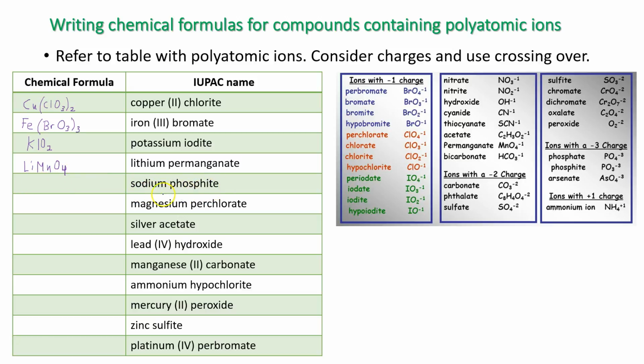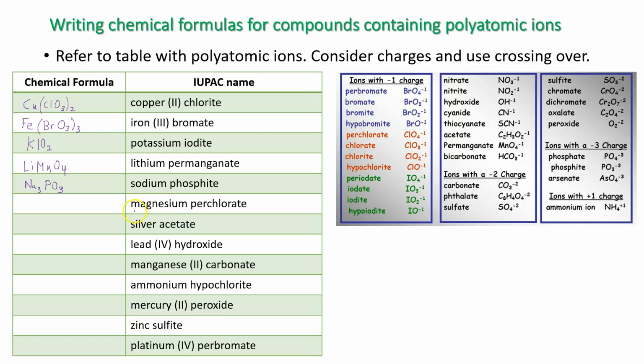Sodium phosphite. Sodium has a charge of +1. Phosphite has a charge of -3. Okay, so phosphite is over here, has a charge of -3. So to balance the -3 charge, we're going to need 3 sodiums, each having a charge of +1. So Na3PO3.